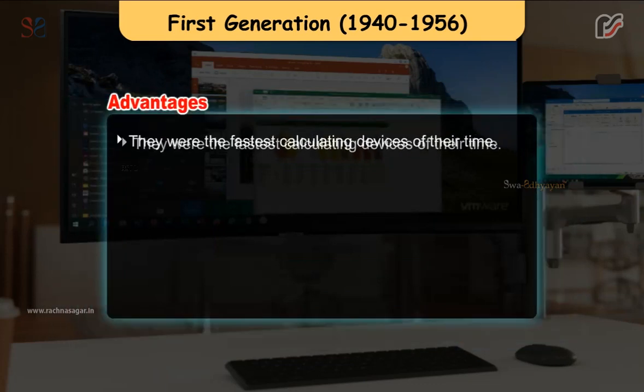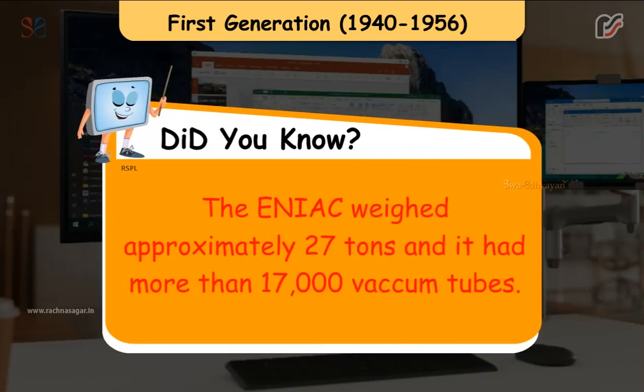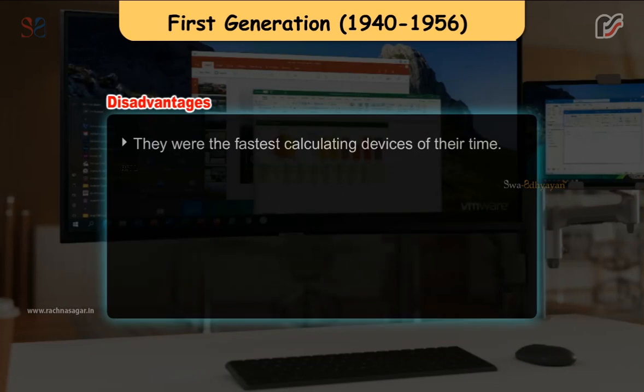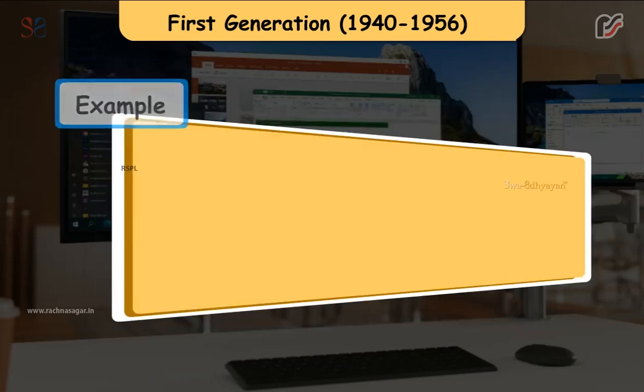Advantages: they were the fastest calculating devices of their time. They could process about 10,000 instructions per second. Did you know? The ENIAC weighed approximately 27 tons and it had more than 17,000 vacuum tubes. Disadvantages: they were very large in size and expensive. They used a lot of electricity and generated a lot of heat.